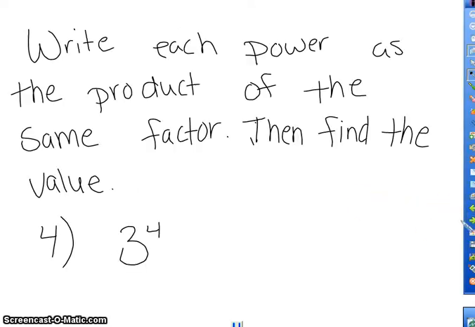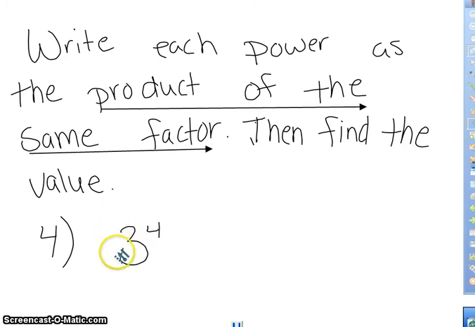The next type of problem you're going to see is to write each power as a product of the same factor, then find the value. Okay, product of the same factor here means I'm going to write the 3 to the 4th power out as a product of the same factor. Okay, so 3 to the 4th power is the same as 3 times 3 times 3 times 3. Remember, the base is what's being multiplied over and over again, and the 4 tells us how many times to multiply that 3.